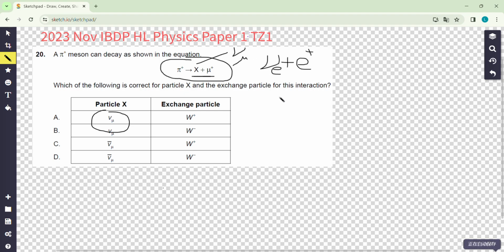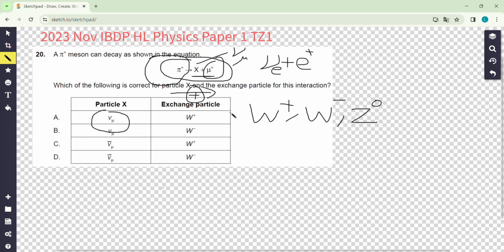And you know, lepton is involved, so it must be the weak nuclear force. So the exchange particle can be W plus, W minus, or Z0, or Z neutral, you can say. It depends on whether there is charge transfer during this process. See, on the left hand side is a plus, right hand side also plus. Of course, the positive charge has to be transferred from left to right, right?